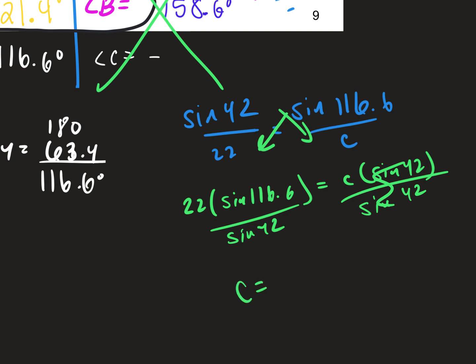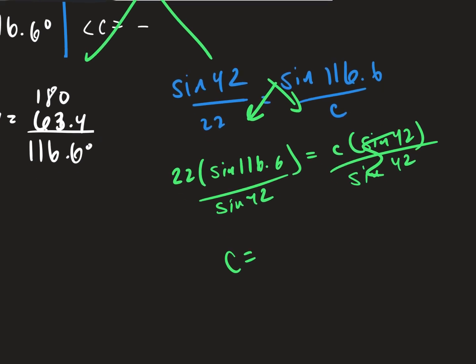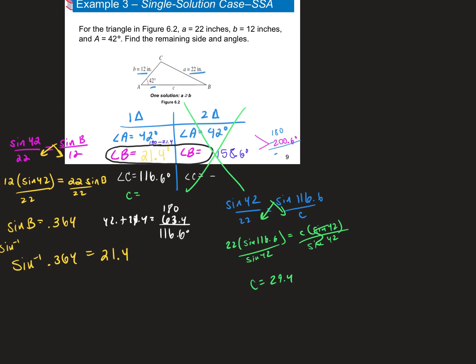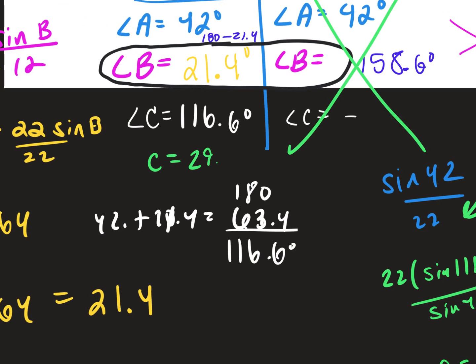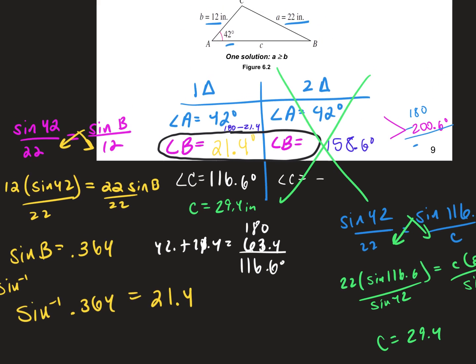Now, when I do this in my calculator, do I have to hit second sine, second answer? No, I'm not looking for an angle measure here. This is giving me a what? A side length. So what is this? What is my answer going to be here? What's 22 times sine of 116.6 divided by 42? 29.4, you guys agree? Yeah. Okay, so 29.4, and what are we measuring in? Inches. So you would tell me that this was 29.4 inches.